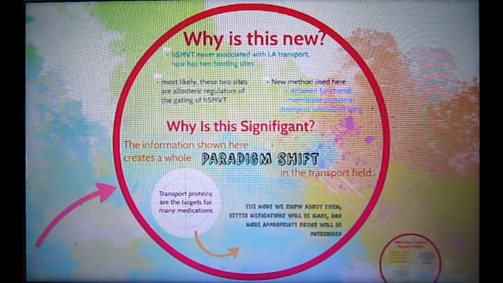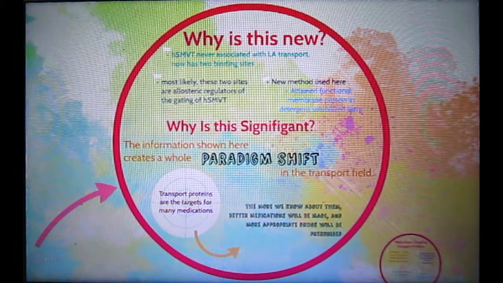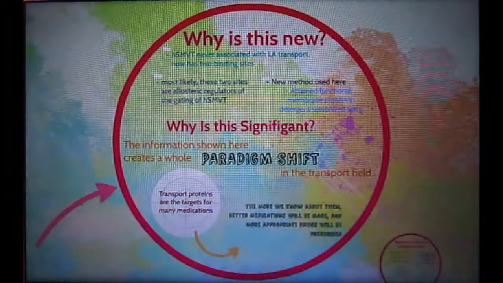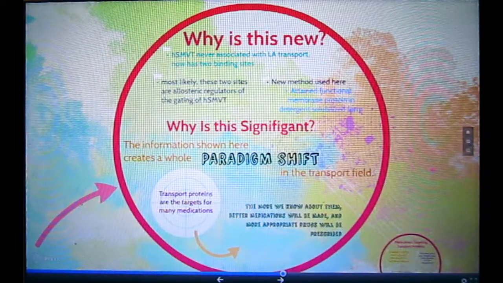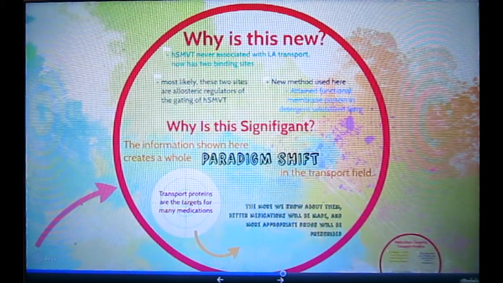Because they never had the functional membrane protein of HSMVT to do studies on, they could never really decide if there were other substrates that would be attached to it. So this method can be used in all different sorts of transport proteins, not just HSMVT. Now binding studies can be performed on other transport proteins that might not have been possible in past years because of the lack of technology to do so. So this is also a great method that can definitely be used in the different transport proteins.